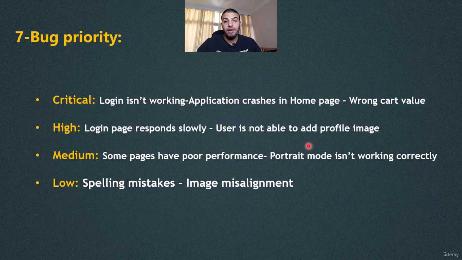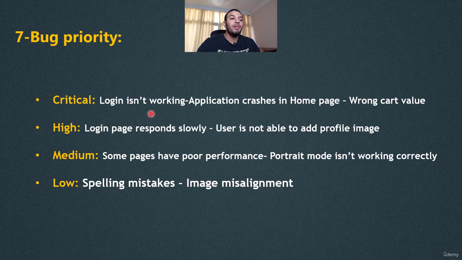Then we have the priority of the defect. Is it important or not? We have 4 main levels of priority. We have critical, high, medium, and low. So the first one is critical defects. Critical defects are main functionalities that don't work. This is a disaster that happened in the application. We cannot deliver the application without solving it.